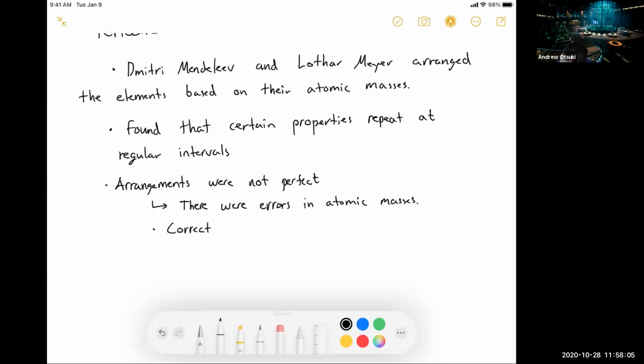So the correct ordering property is based on the atomic number. That's why when you look at the periodic table, you see from left to right, it goes 1, 2, 3, 4, 5, 6, 7, 8, and that's based on the atomic number.